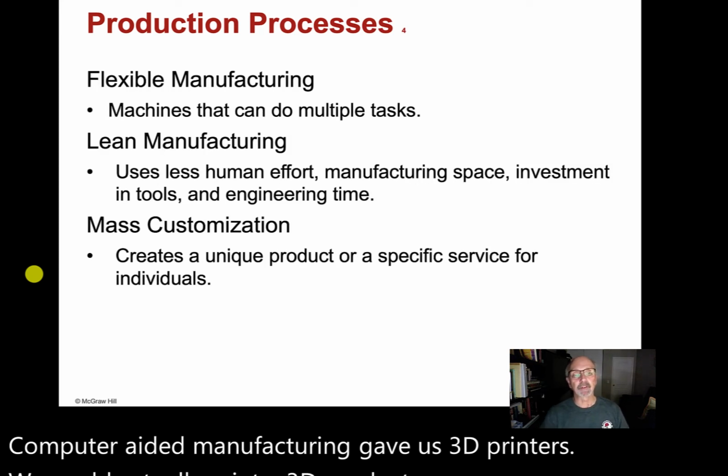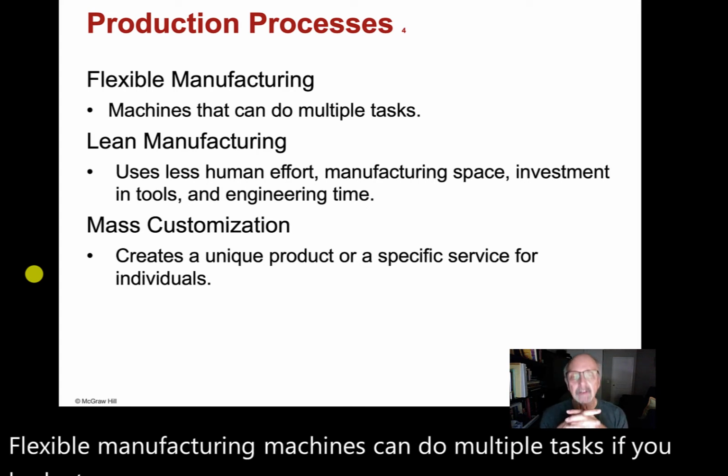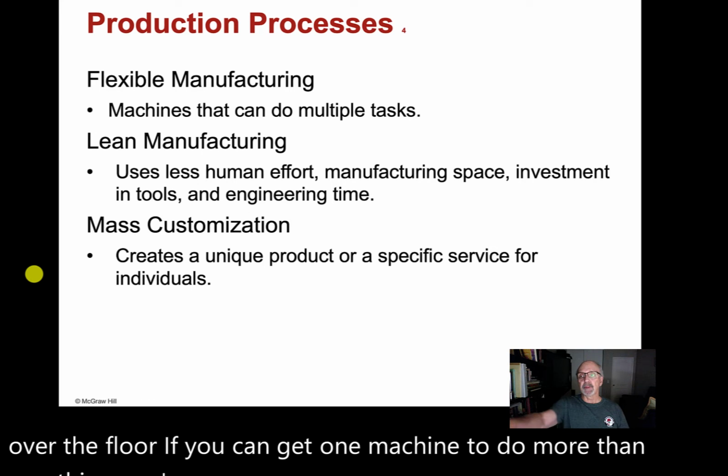Flexible manufacturing. Machines can do multiple tasks. If you look at a factory floor, you'll see that there are machines all over the floor. If you can get one machine to do more than one thing, you're reducing the number of pieces of equipment you have to have on the floor.